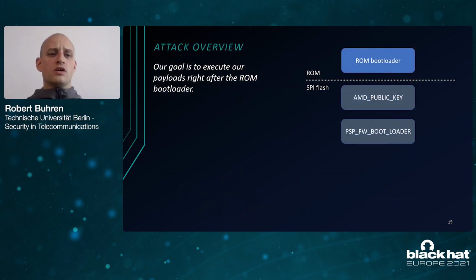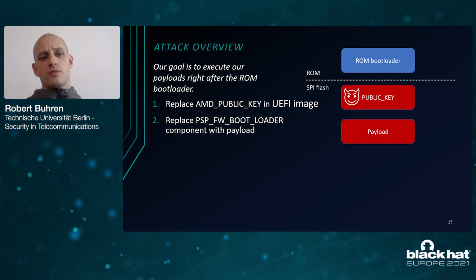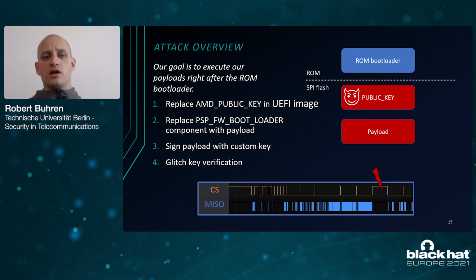Now, on a high level, our attack works as follows. Our goal is to execute payloads right after the ROM bootloader. So in the first step, we replace the AMD public key in the UEFI image with our own public key. Then we replace the PSP bootloader with our payload. Then we sign that payload with our custom key. And then we introduce an error during this window where the public key is verified, so that the secure processor is forced to accept our public key and then use that public key to validate the signatures of our payload.